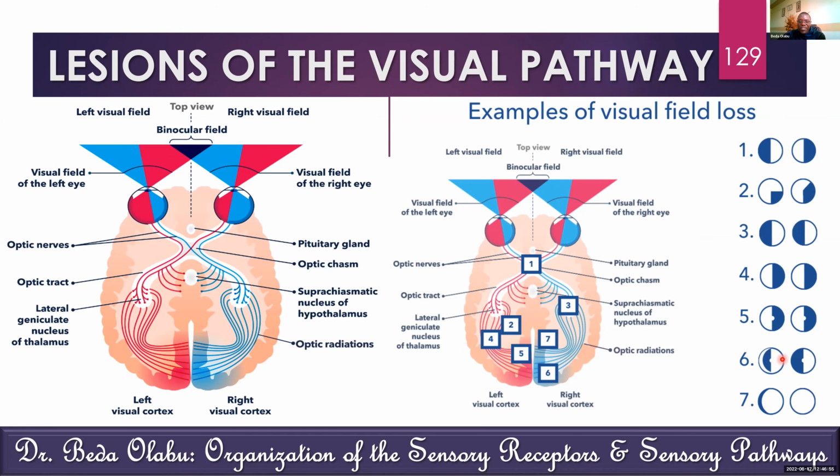There are others which have interesting names. When you see those ones with dots at the center, we call that macular sparing. And you'll have to know why you have macular sparing as you go towards the visual cortex.